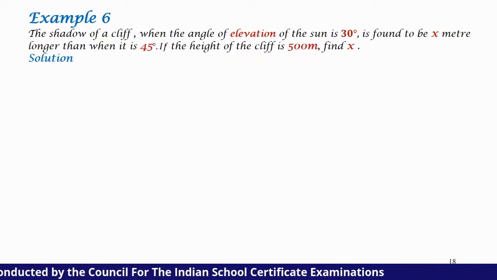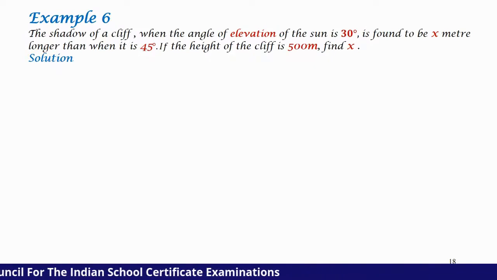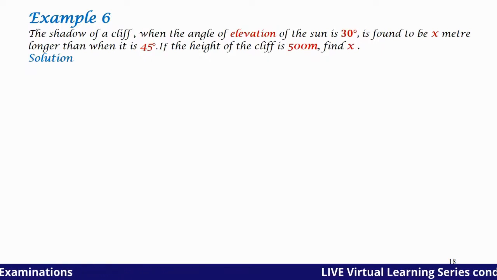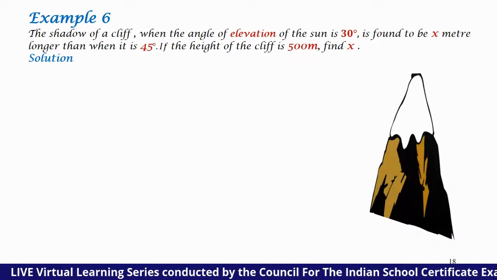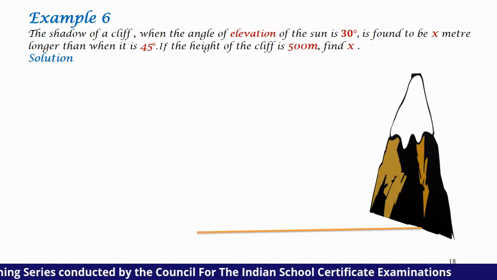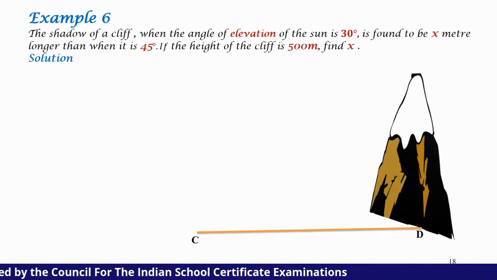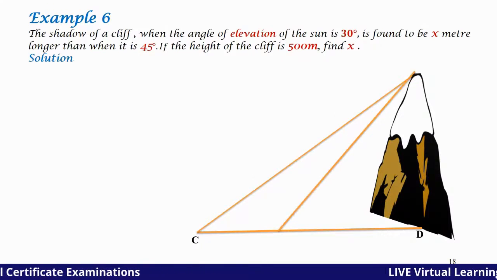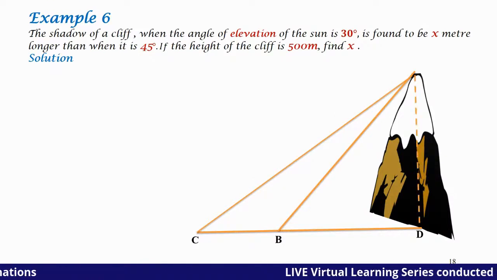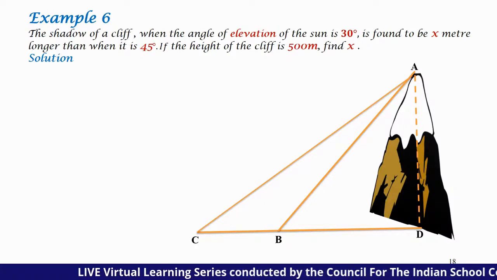The shadow of a cliff, when the angle of elevation of the sun is 30 degrees, is found to be x meters longer than when it is 45 degrees. If the height of the cliff is 500 meters, find x. So let us look at this figure. Again, no need to draw the cliff. Draw your right angle triangle.